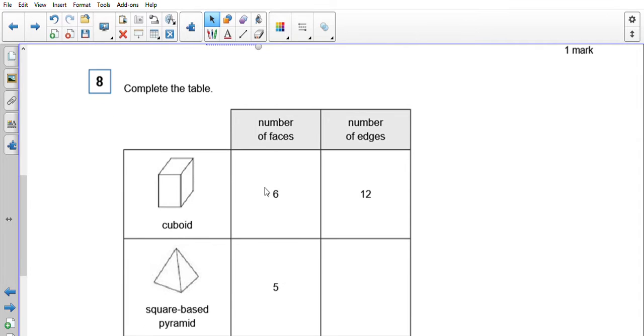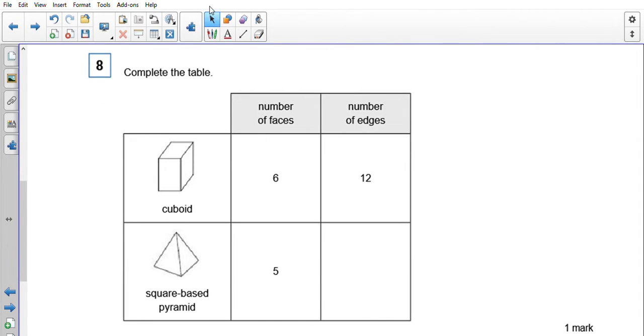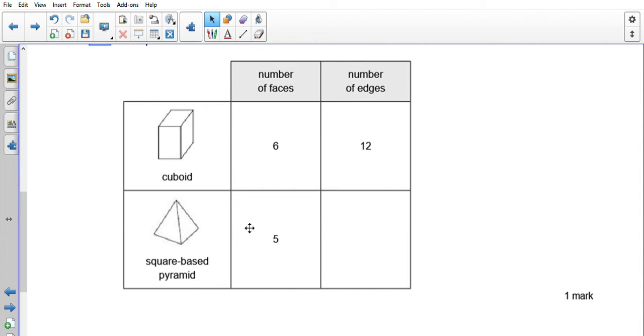Question number 8, complete the table. So this one's quite nice. They've actually given you the illustrations here, straightforward. Cuboid, number of faces, number of edges. If you forget these, you could just simply count them and work out which bit's which here, right? So let's have a look here. Square base pyramid, number of faces, 1, 2, 3, 4, 5, square on the bottom. This one is tricky, however, because they've not given you the dotted lines which show you the other side of the shape. Number of edges.